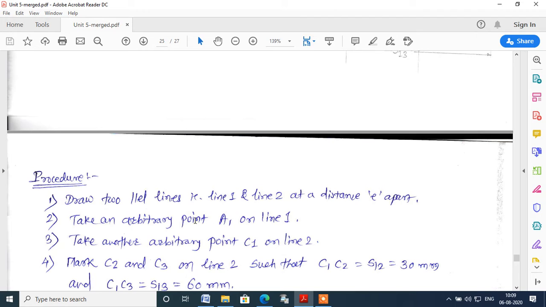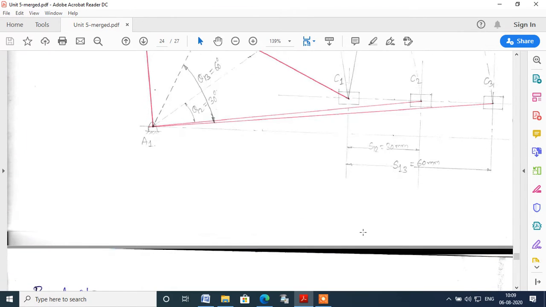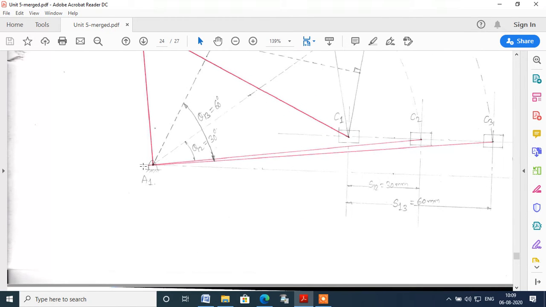Next, take an arbitrary point A1 on line 1. So what you have to do, take any one point on line 1, mention this is line 1, this is line 2. So take any arbitrary point on line 1. I have taken it here, you can take here, here, whatever, but on line 1. So I have taken A1 on line 1.